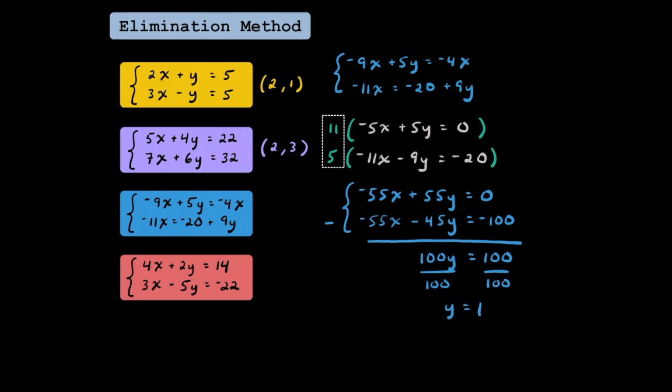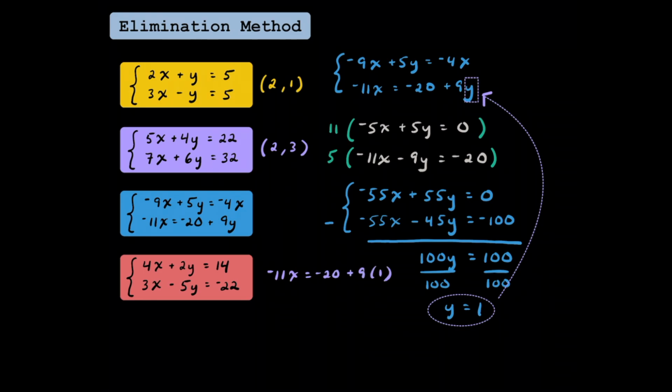Notice how by multiplying both equations by 11 and 5, we were able to get matching coefficients to eliminate the x. Now that we know that y is equal to 1, we can substitute it in to solve for x. Once we substitute, we see that negative 11x is equal to negative 20 plus 9 times 1. Since 9 times 1 is just 9, we're going to get negative 11x is equal to negative 20 plus 9.